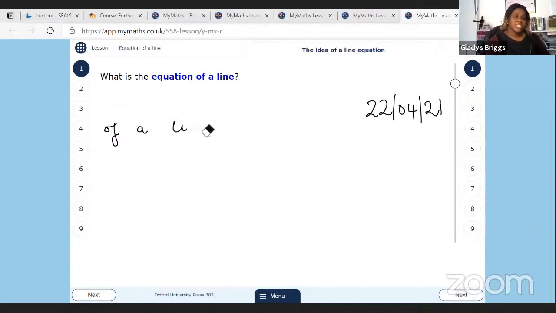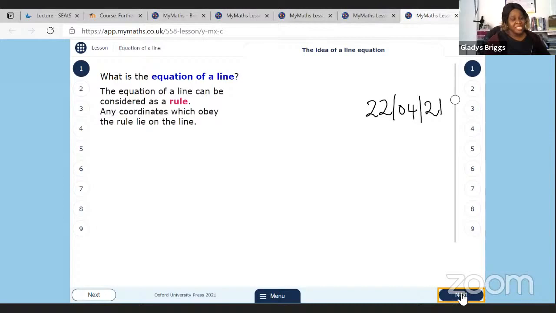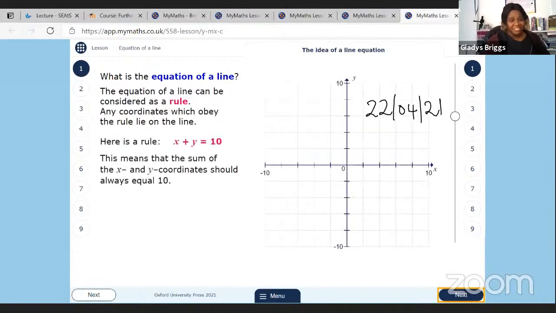So what is the equation of a line then? Let's have a look at what they have to say here on my maths. The equation of a line can be considered as a rule. X plus Y is equal to 10.